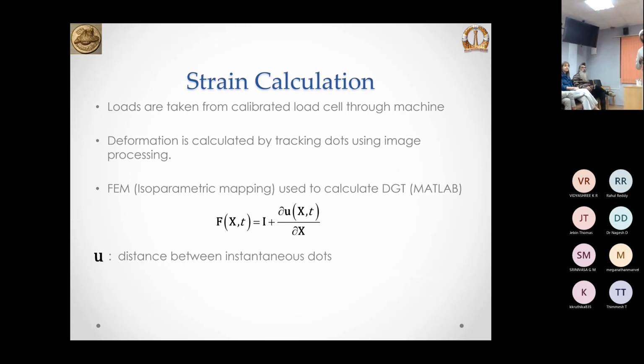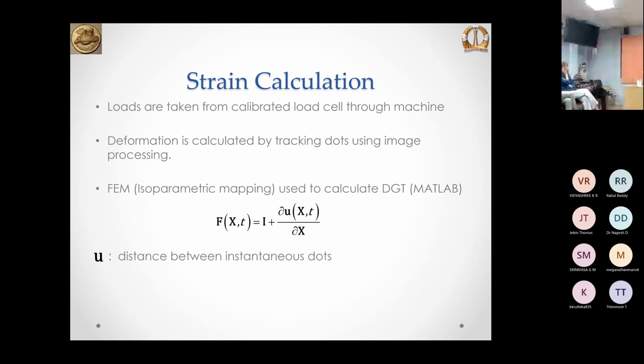So loads are taken from the calibrated load cell that we get directly from the load data. But the deformations are calculated by tracking the dots using image processing, and that is done using the isoparametric mapping and with the in-house code in MATLAB. So using this formula, this is a standard formula: F is equal to I plus ∂U by ∂X, where U is the distance between two instantaneous dots.